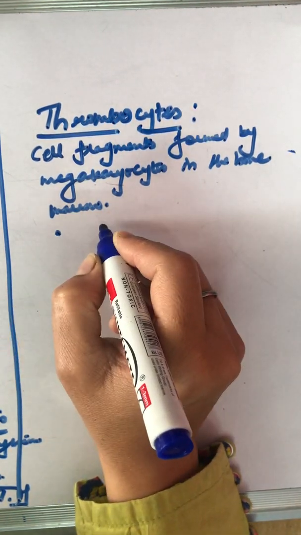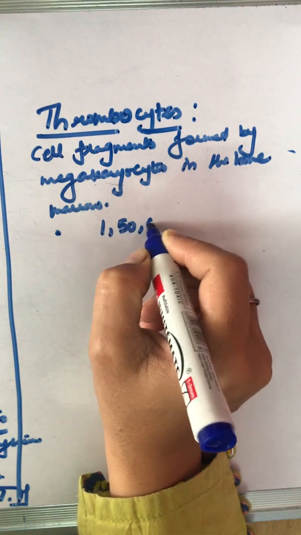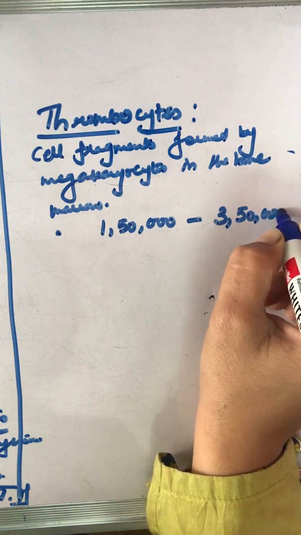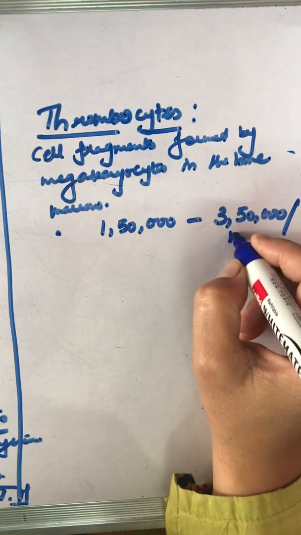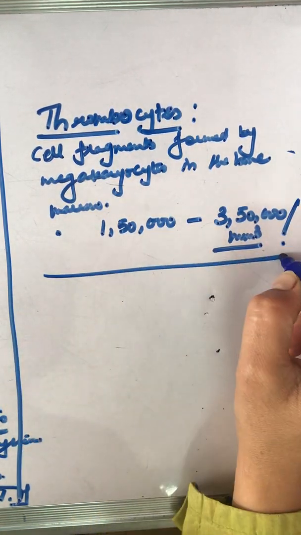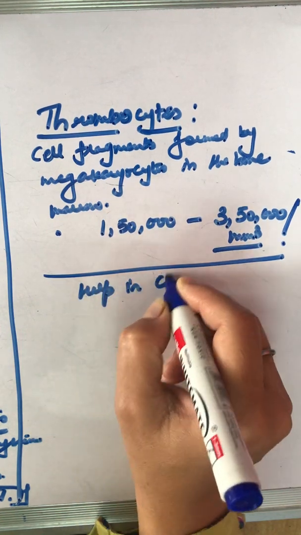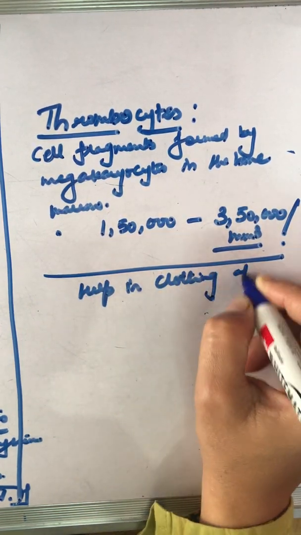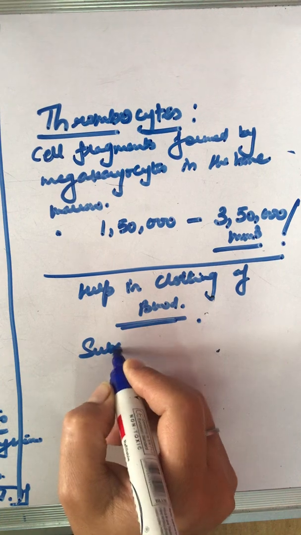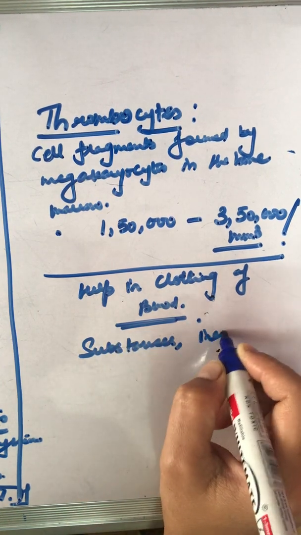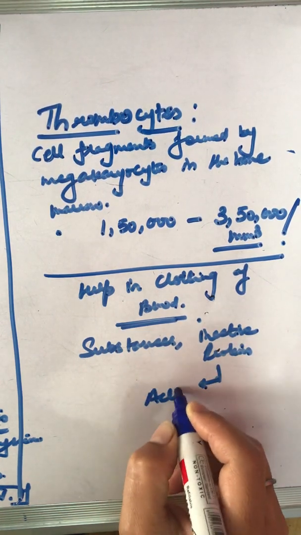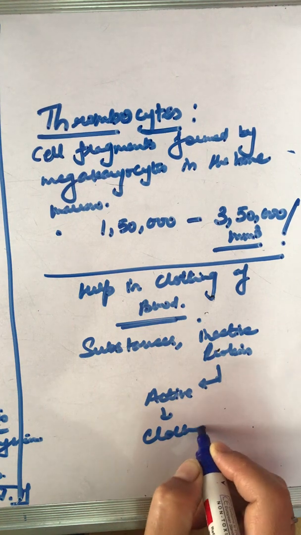And their number ranges from 1,50,000 to 3,50,000 per millimeter cube of blood. What do they do? Help in clotting of blood. How and why? Because they release substances, inactive proteins, which become active and help in clotting of blood.